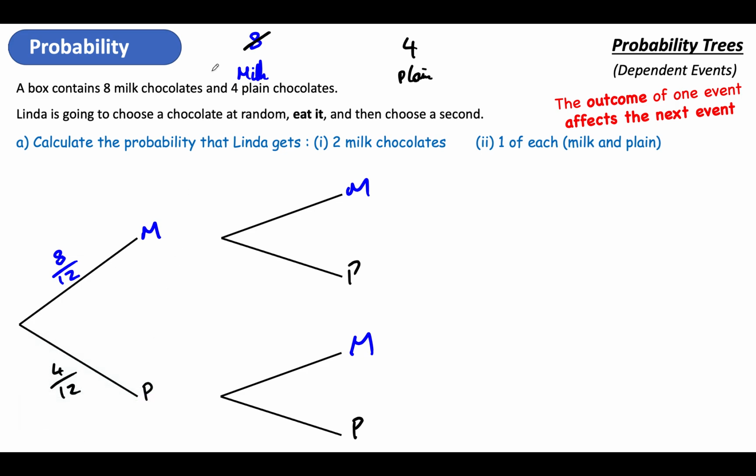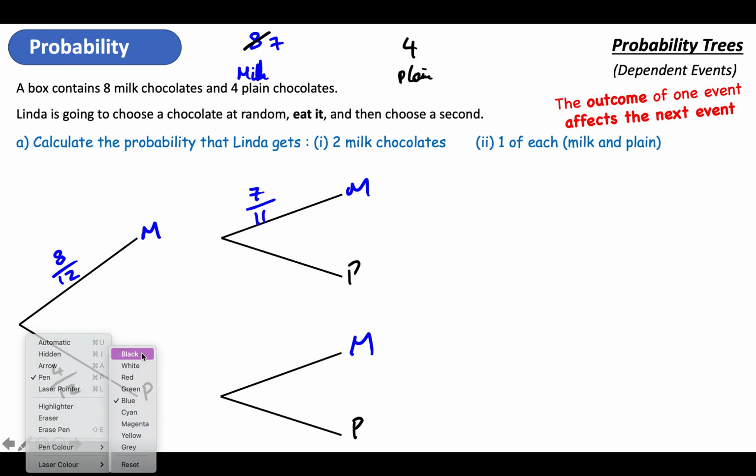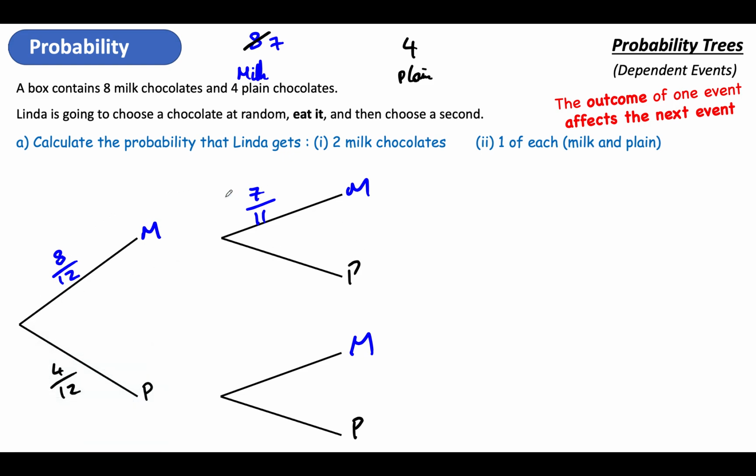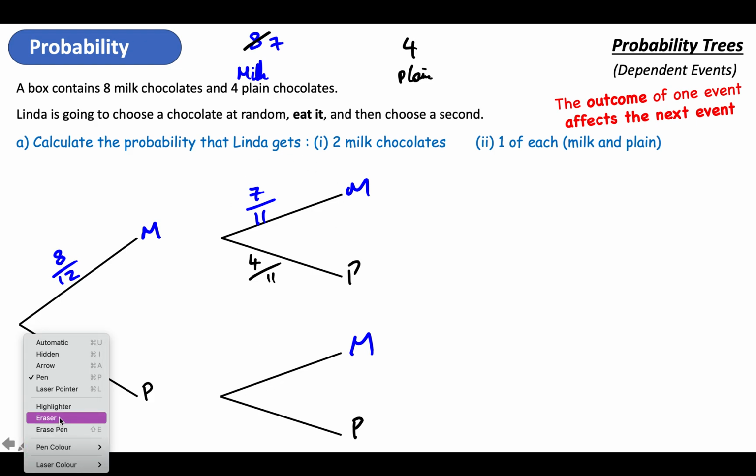Let's get down to that blue pen. So there are now 7. So what's the probability of milk the second time? Well, it's 7 out of, well, it's not 12 anymore, because there's also 1 fewer chocolate overall. It's actually 11. 7 out of 11. Let's change colour. But the plain chocolates, now if I've gone across this top set, it means I selected a milk, so there's still 4 plain chocolates left out of 11. So the total's the same. Remember, 7 elevenths, 4 elevenths, that adds up to 11 elevenths. Cool? Right, so let's just go back to the start and reset it.